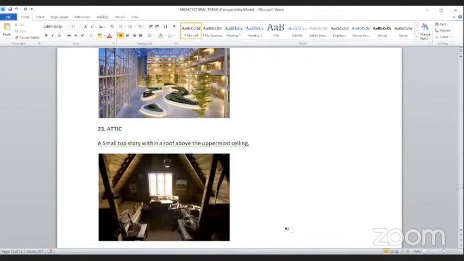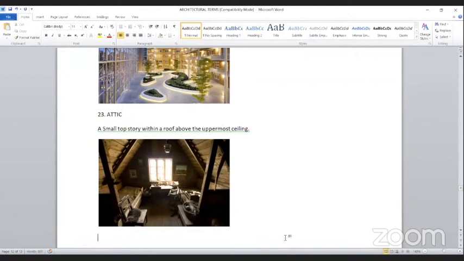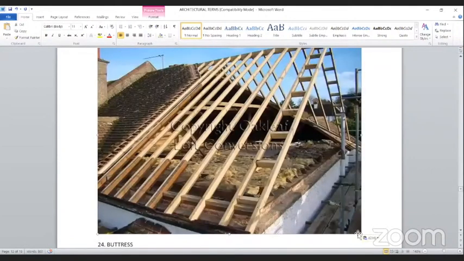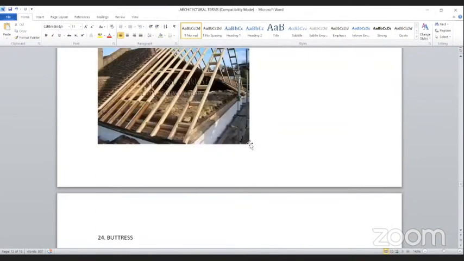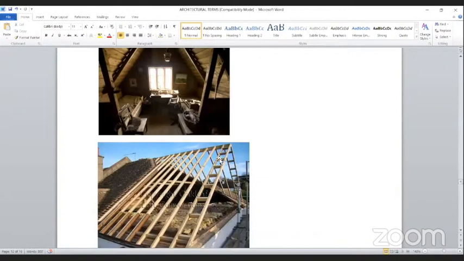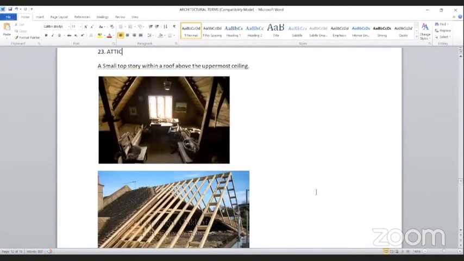Attic. Attic is a small top story within a roof above the uppermost ceiling. Okay, what this means is, how many of you know what an attic is? Not the definition, just generally. Yes, ma'am. Okay. So usually in a gable roof that you can see, the triangular upper part that we saw, this is the uppermost roof. Above this there's another roof, and this is called the attic. Usually it is used as a storeroom or an extra bedroom, as you can see. If you have seen Home Alone, you'll get it.